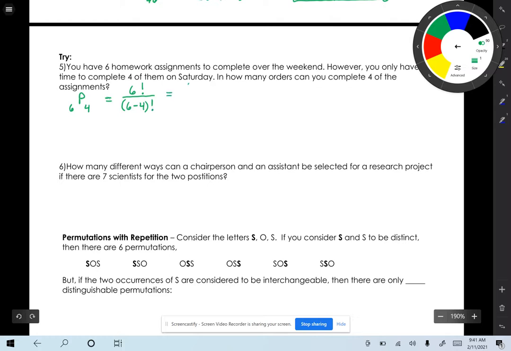So numerator 6 times 5 times 4 times 3 times 2 times 1. And honestly, you could write it if the numbers are small enough. Totally. Bottom, this is 2. So 2 factorial is 2 times 1. So this cancels. That cancels. And you're left with 6 times 5 times 4 times 3. And a lot of students, they write out the numbers just to make sure that they're entering them right in a calculator. So that would be 360 orders. 360 ways.